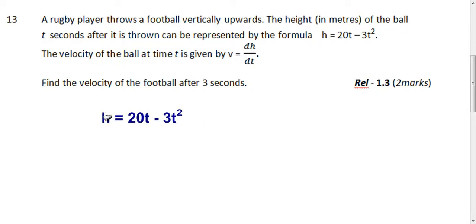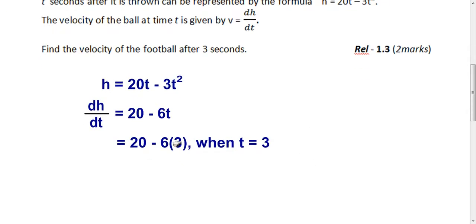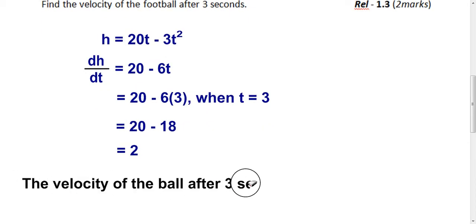So the first thing you want to do here is actually differentiate it to get dh by dt. So 20t differentiates to 20, multiply down by the power, so take away 6t to the power 1. Now we want to find the velocity after 3 seconds, so the time becomes 3, so we'll sub in 3 here and write when t equals 3, and that's going to become 18, so 20 take away 18 equals 2. Now, sentence to finish, the velocity of the ball after 3 seconds is 2 meters per second.